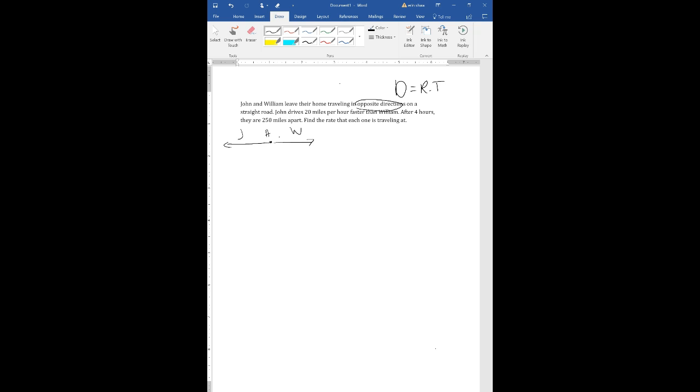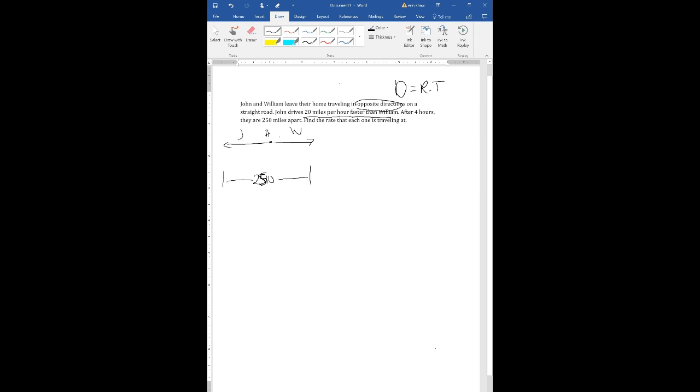And it says they're on a straight road. John drives 20 miles per hour faster than William, and after 4 hours, they're 250 miles apart. So I know that after 4 hours, this distance right here, which is, again, the total distance, is 250 miles apart.